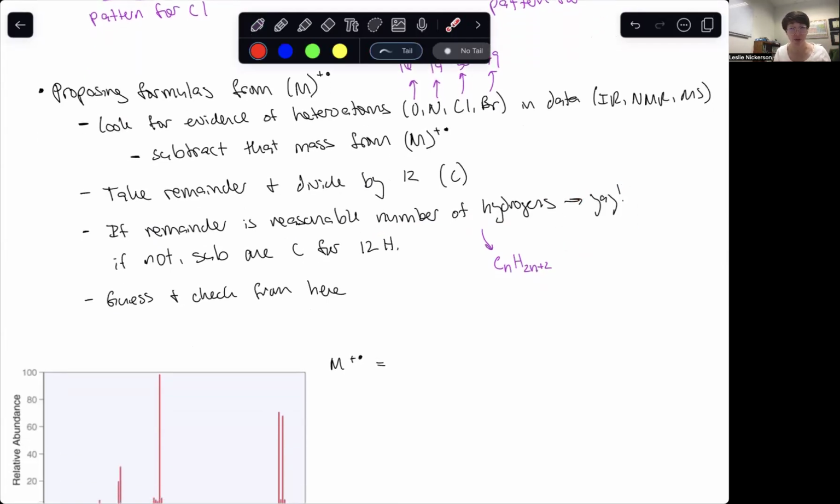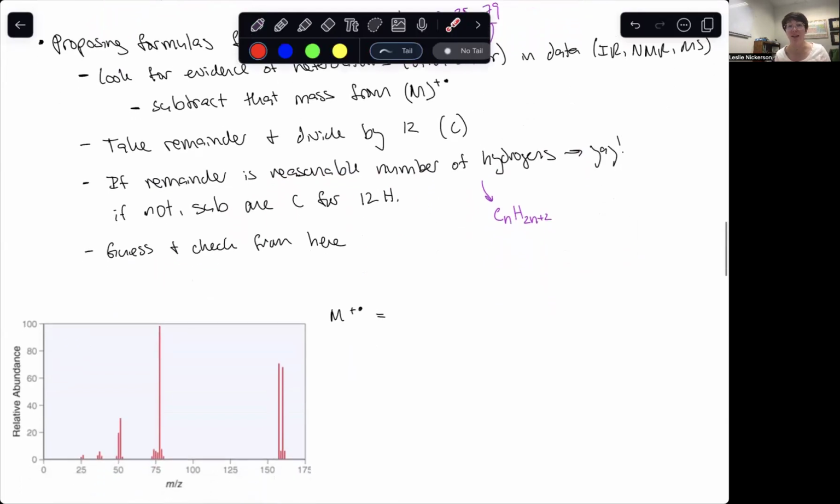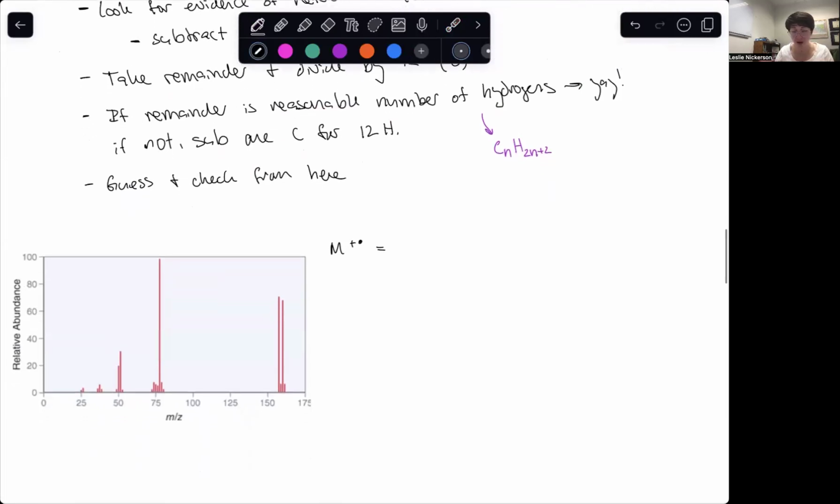But if that number is not reasonable, say you've got something like 7 carbons and 2 hydrogens, that's not really reasonable. At that point, you're going to substitute some carbons for hydrogens, just to trade them off. Then it's a little bit of guess and check. This is the way that I do it. It works for me pretty well. But like anything, if you find something that works for you, stick with that.